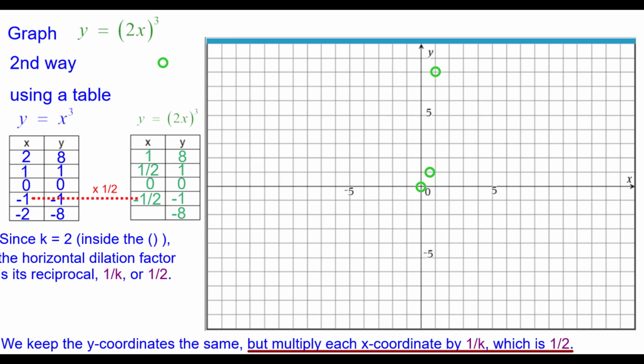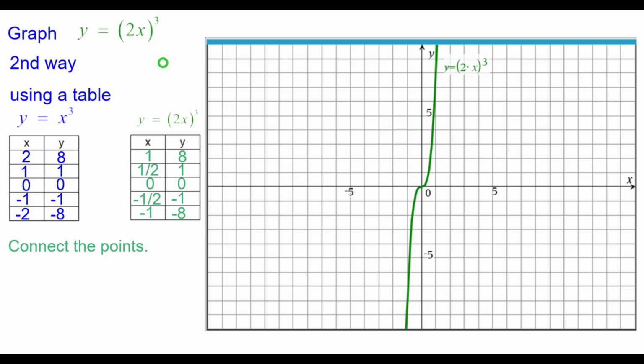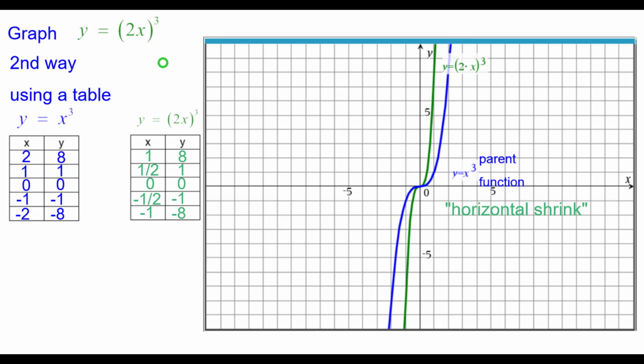So -1 times 1/2 is -1/2, so (-1/2, -1). And -2 times 1/2 is -1, so (-1, -8). Connect the points and compare it to the parent function, again, a horizontal shrink, the green function.